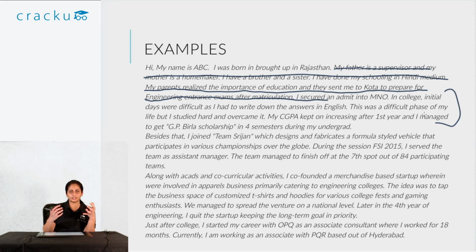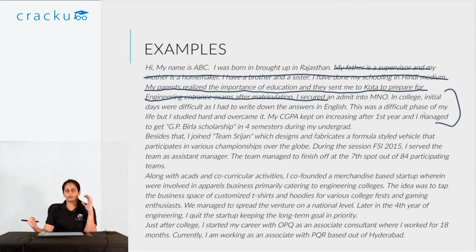This can be rewritten in a much better way to give the signal that the person is extremely interested in education. So after that, the person writes, "Besides that, I joined Team Stegen, which designs and fabricates a Formula style vehicle that participates in various championships over the globe. During the session FSI 2015, I served the team as assistant manager. The team managed to finish at the 7th spot out of 84 participating teams." Again, this is an arbitrary point because it does not add value to the overall pitch as such, because this seems like a one-off interest.